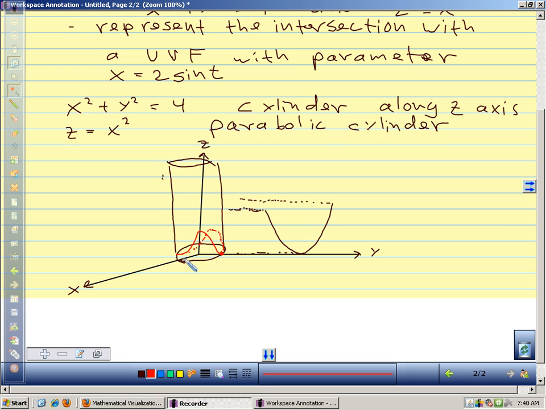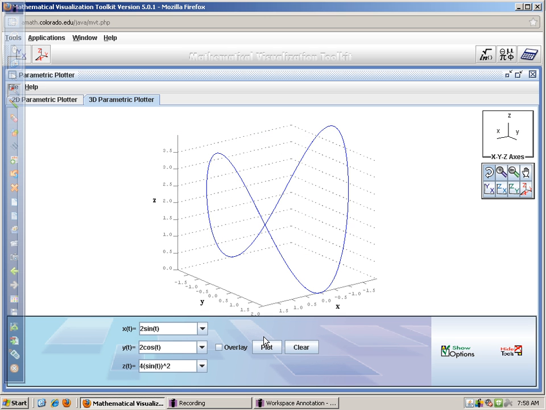And I made a sketch this morning, or a graph, that looks a little better than my drawing. So let's take a look at that. So there's our intersection. I graphed this graph's parametric equation. So x is 2 sine t, y is 2 cosine t, and z is 4 sine squared t. And I kind of gave away our vector valued function.